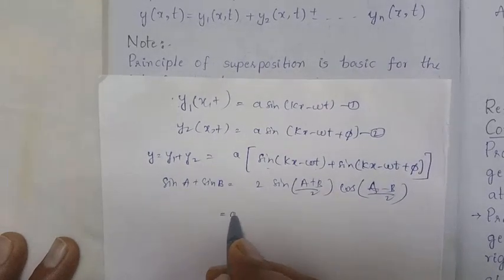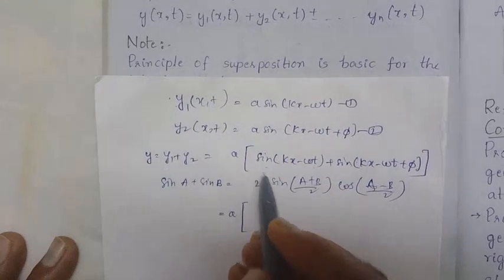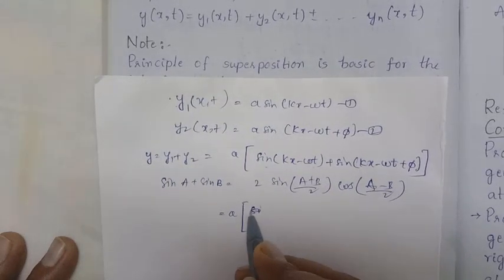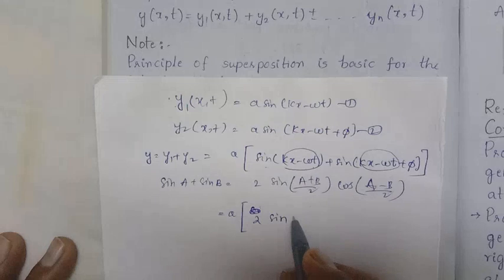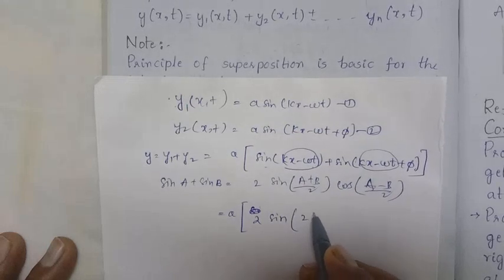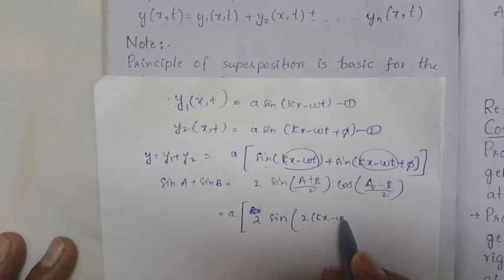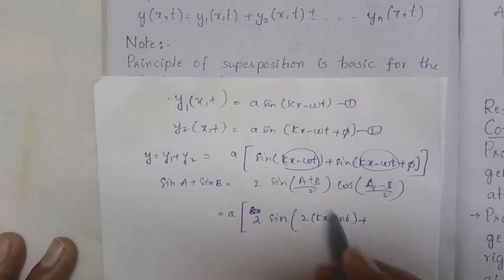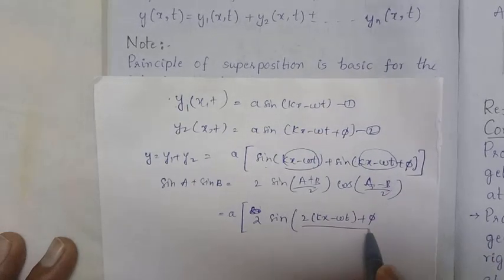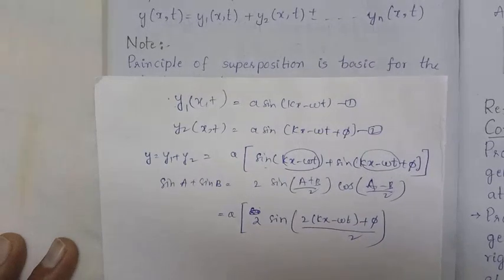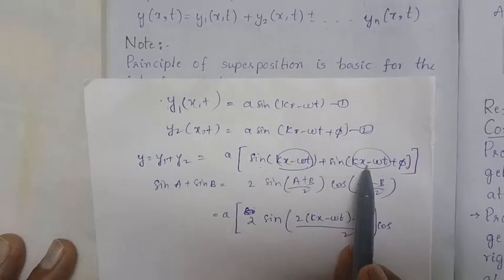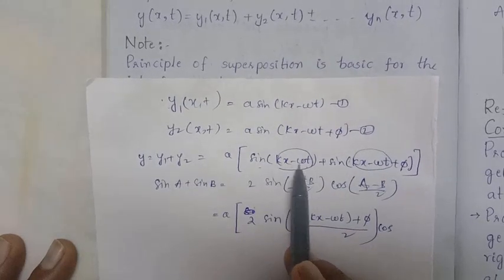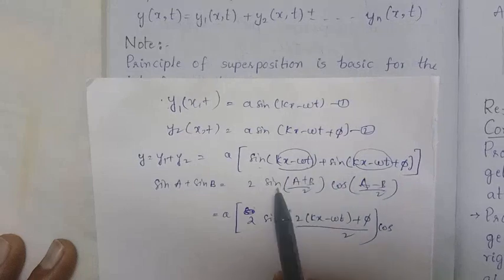So what you have to do? A sin, 2 sin. If it is totally x, it is also totally x, means 2x. That means 2 kx minus omega t plus phi by 2, into cos a minus b. If suppose kx minus omega t minus, this term will be cancelled.